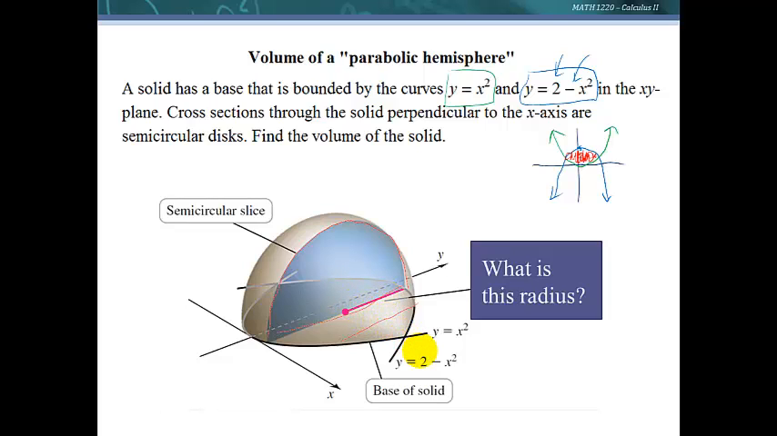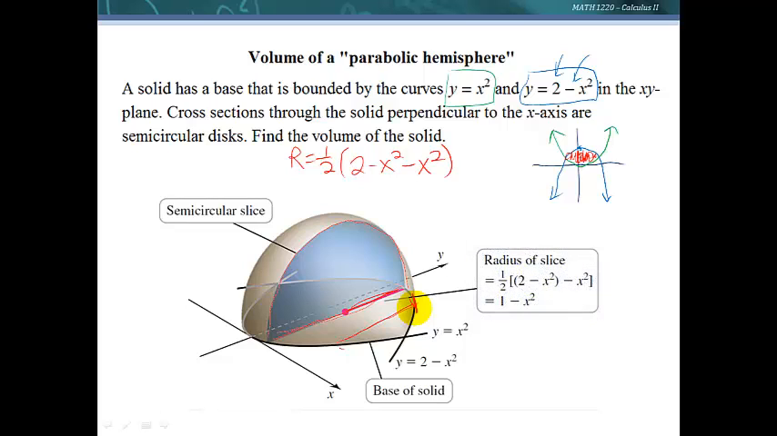So let's see here. We can see that this diameter, wherever we are along here, is going to be the difference between the two curves. It's going to be the upper curve. So if we're trying to get the radius, it's going to be 1/2 because it's half of the diameter. The upper curve, 2 minus x squared, minus the lower curve, which is x squared, and taking the difference between the curves would give us the diameter, and so half of that's the radius. Okay, so we could simplify that and have 1 minus x squared.